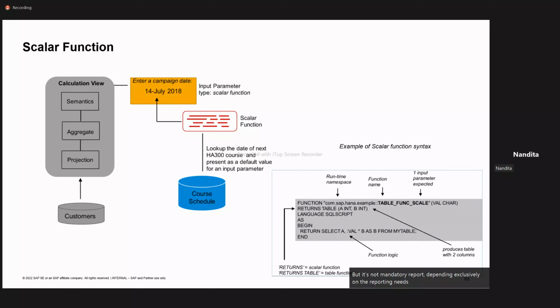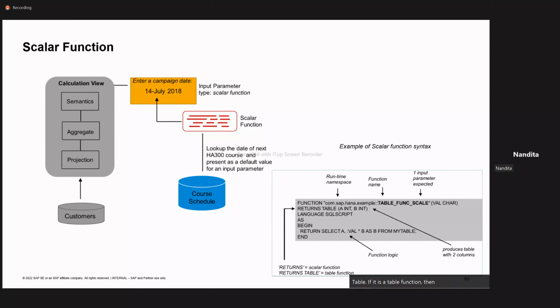In the slides, you can see the example of a scalar function syntax. So if you see, we write function, then we write the runtime namespace, then double colons, then the function name, and then if there is any input parameter required, we add that in brackets. Then we write returns, and here we write returns if it is a scalar function, and we write returns table if it is a table function.